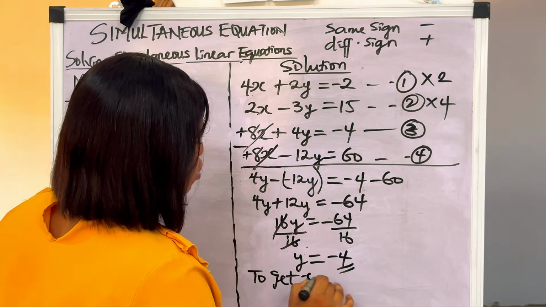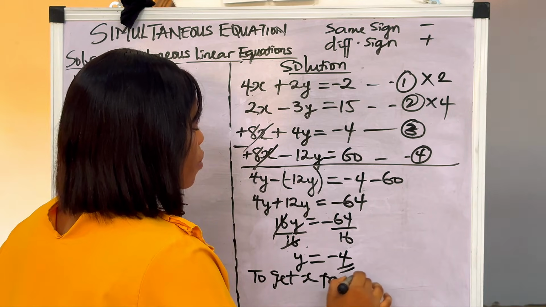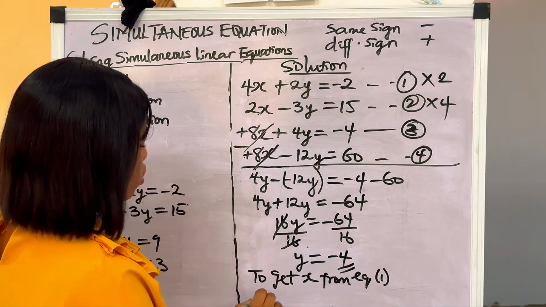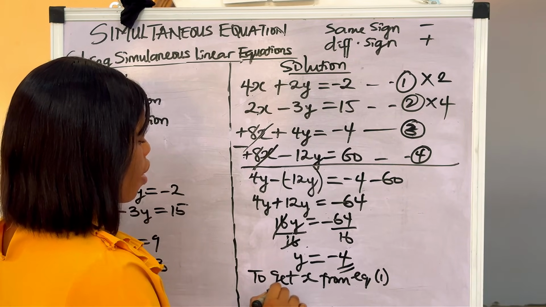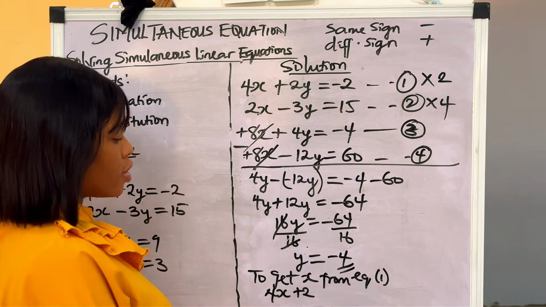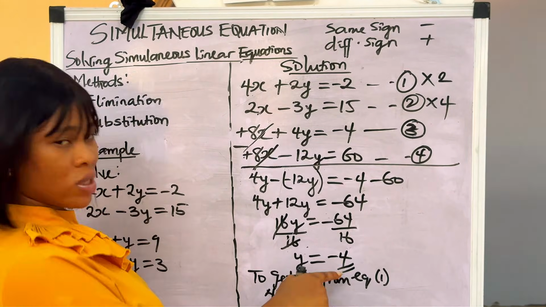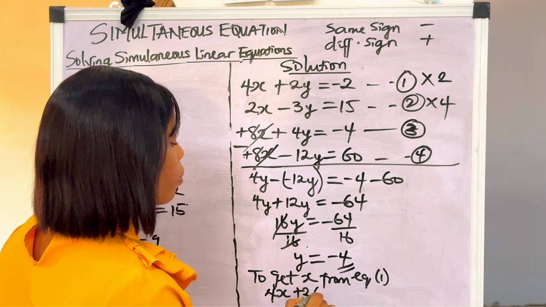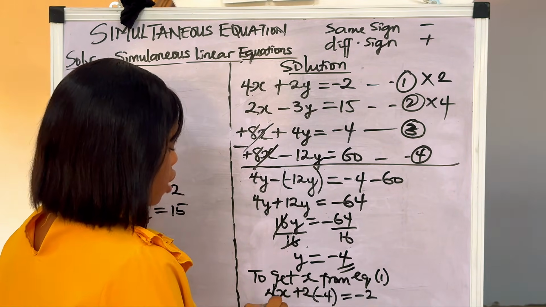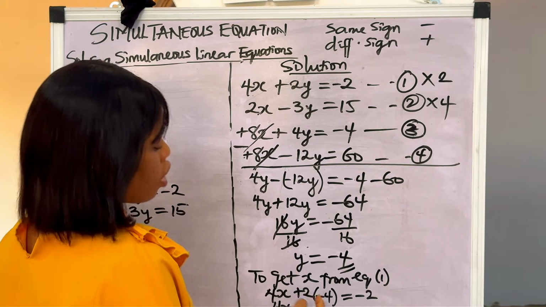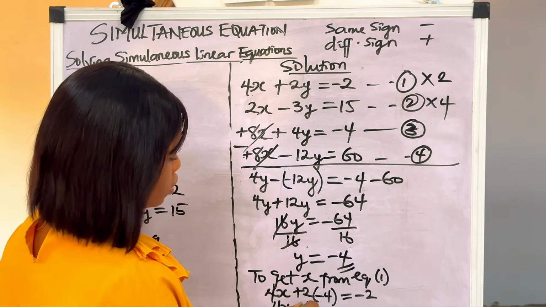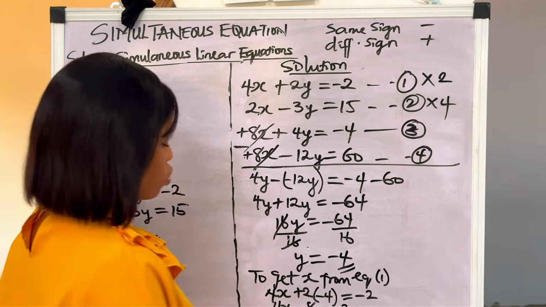To get x from equation 1, we have 4x plus 2. Now anywhere we see y in equation 1, we're going to replace it with minus 4, in brackets. Minus 4 equals minus 2.